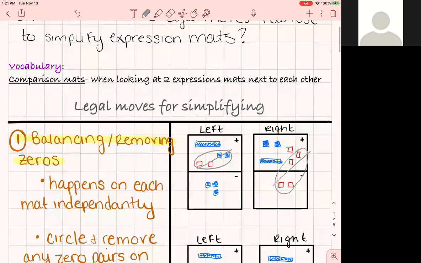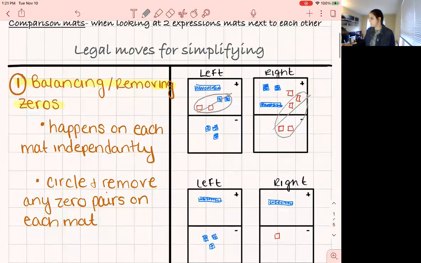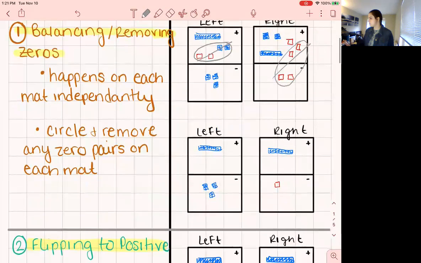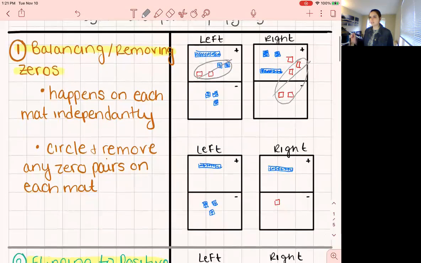The notes for step 1 say that it happens on each mat independently, circle and remove the pairs. So what that means is, by each mat independently, it just means do the left and then do the right. Step 2, and then redraw it. So here's all of step 1. I did the work and redrew it.